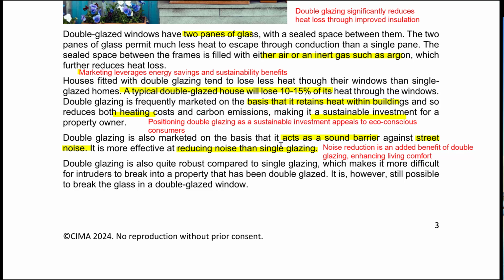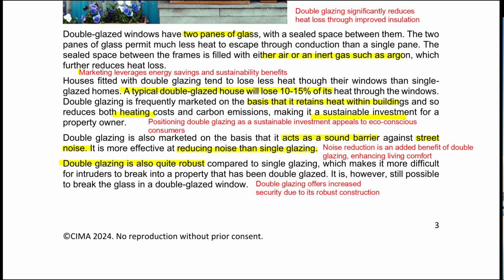And we can also see another selling point is that double glazing is also quite robust. Again, this is in comparison to single glazing. So basically the selling point of this is that intruders are going to find it more difficult to break into a house that's double glazed compared to a single paned house. Now it's not insurmountable. It's not going to be Fort Knox. You can still break it, but in comparison to your traditional windows, it's more secure. So double glazing is more secure.